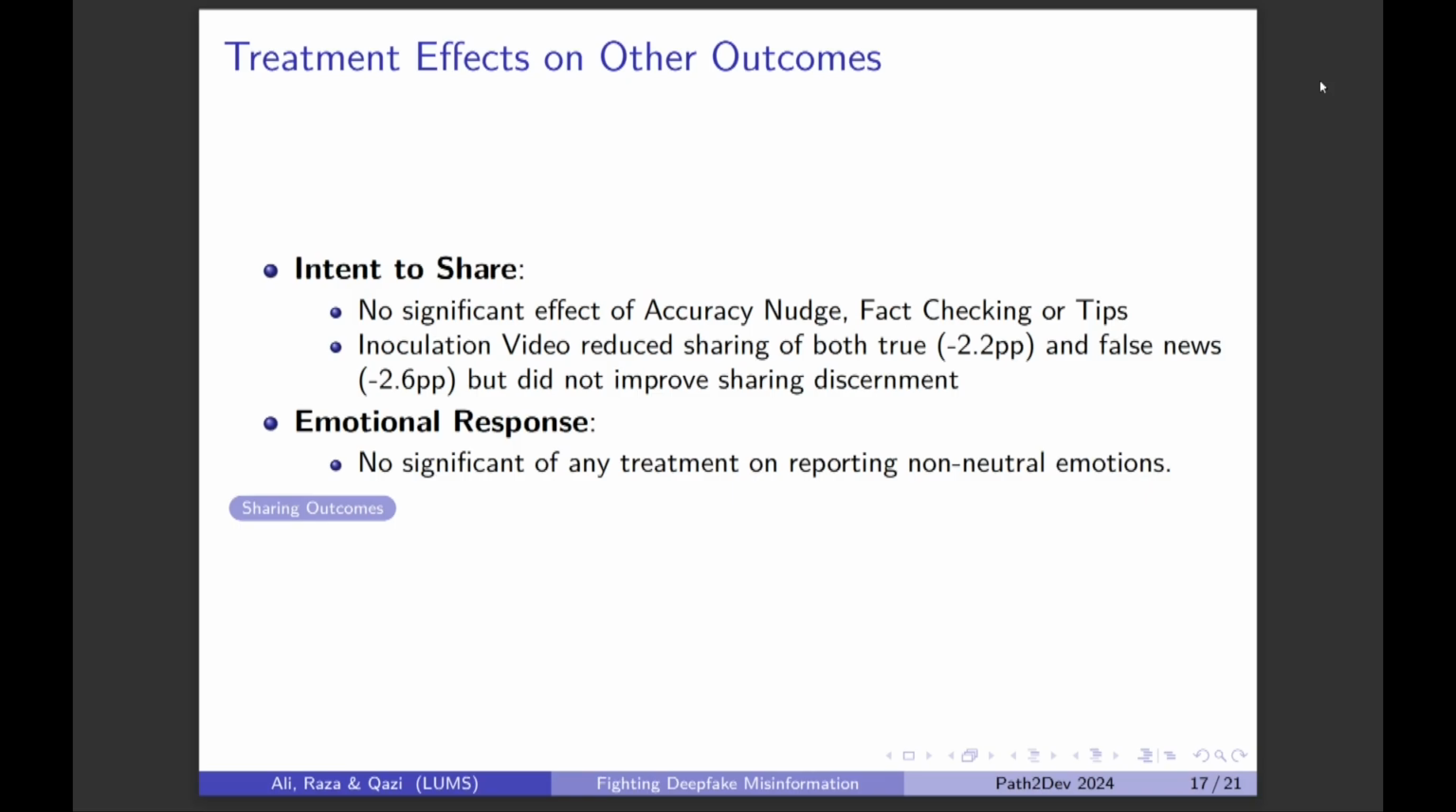I'm just going to briefly talk about other outcomes we look at. We ask them after every stimulus, do they intend to share it? Would you like to share this news, right? So we don't find much of an effect on sharing intentions for any of the treatments, accuracy nudge, fact-checking, or tips. For inoculation, interestingly, we find large effects.